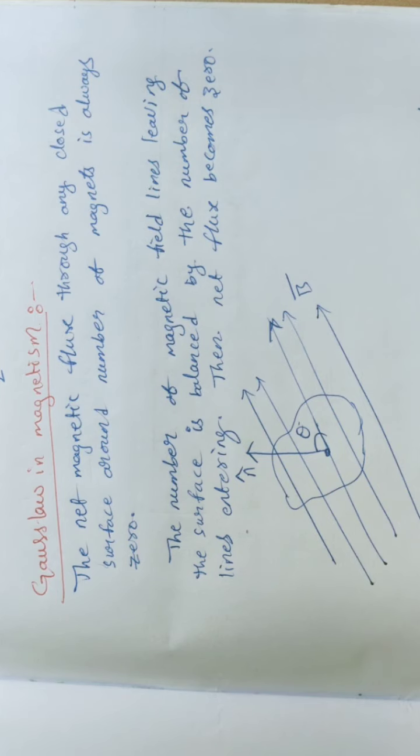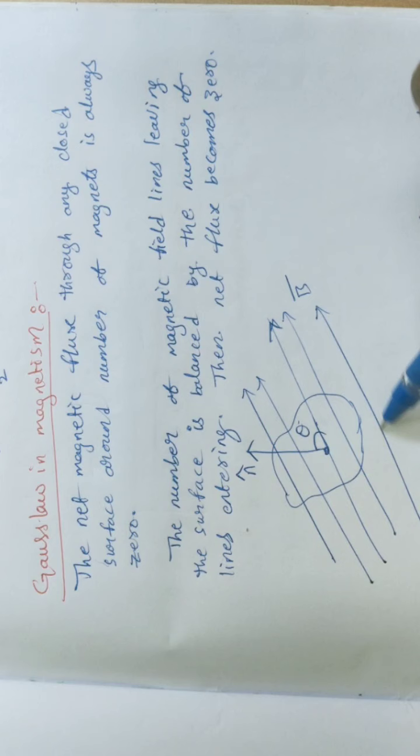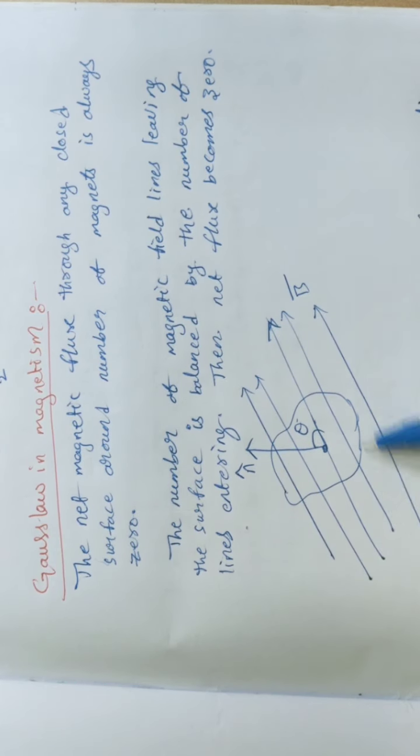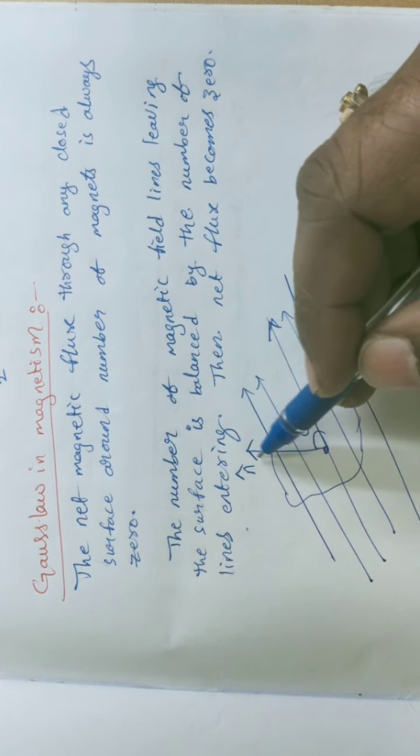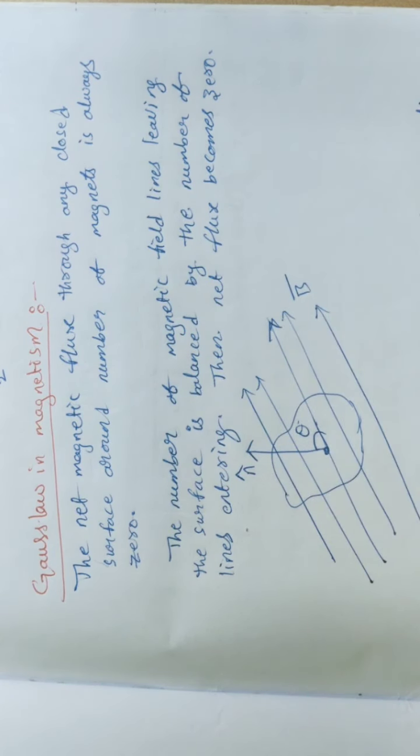Is it clear, students? For example, this is one closed surface we have taken, and we are projecting some magnetic field. The area vector acts in this direction, so the area vector and the magnetic field make an angle theta with each other. Then flux φ is B dot dS, where dS is the area vector.